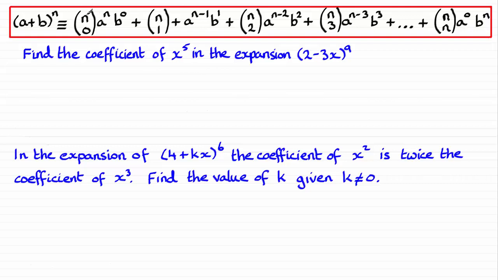But remember, this notation here, (n 0), (n 1), (n 2) and so on, is often referred to as nCr notation. Just as a quick reminder, writing it as (n r), it's equivalent to nCr, which is the function you'll find on your calculator, and it's given by this formula here: n factorial all divided by (n minus r) factorial times r factorial.